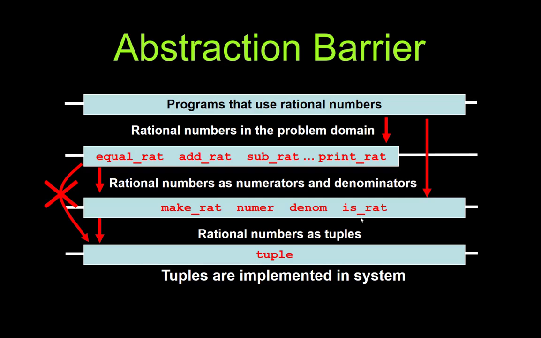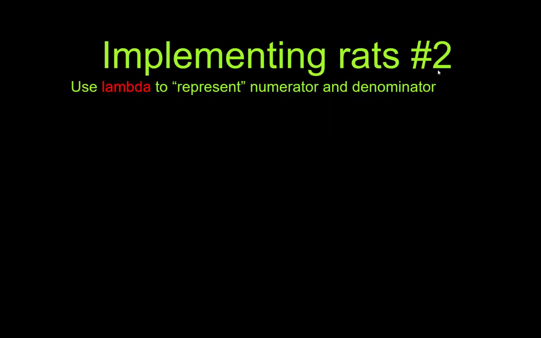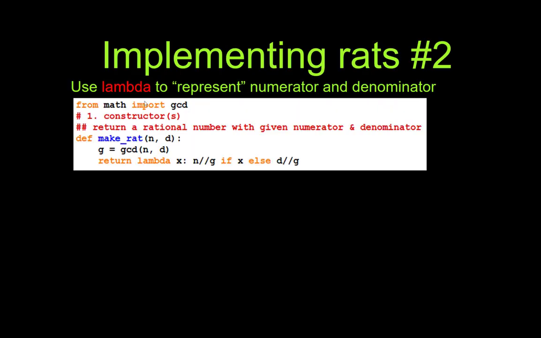As we will see next, we can actually replace tuple by function to support rational number. This is the second implementation of rational number. We use lambda to represent numerators and denominators. Here is how it looks like. From math import gcd. GCD is needed to compute the greatest common divisor of n and d as g. Then the rational number that you make is actually a lambda function that looks like this. And then you are supposed to supply x to get the numerator here when x is true, or to get the denominator here when x is false.